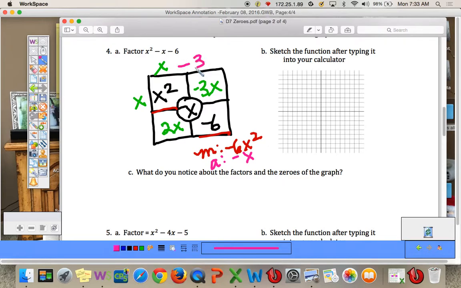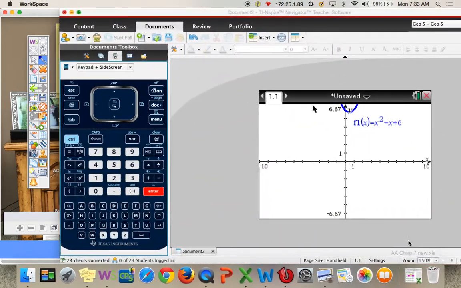X times negative 3 is negative 3x, and x times 2 is 2x. So these are the two factors, x minus 3 and x plus 2. They're factors, they multiply to x squared minus x minus 6. All right, let's sketch this in a graphing calculator and see what it looks like.